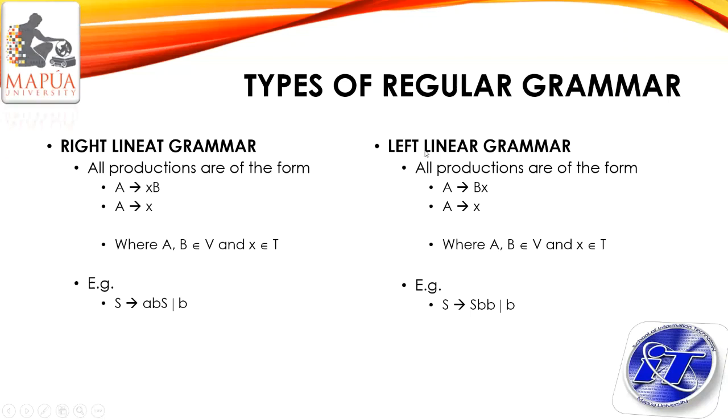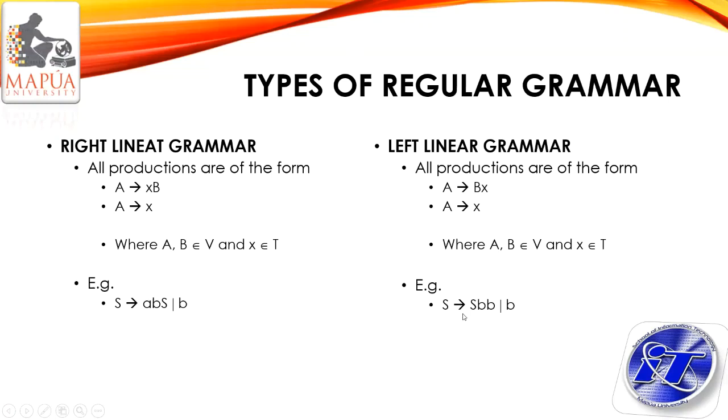Now let's move on with the left linear grammar. Left linear means that the non-terminal symbol is on the left of the terminal symbol. So again, A and B are non-terminal and x is terminal. Based on this example, A, then capital B, small x, B is on the left side of the small x. So therefore, this is left linear grammar.